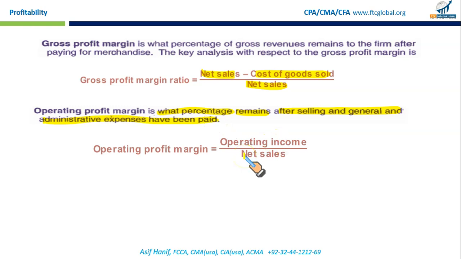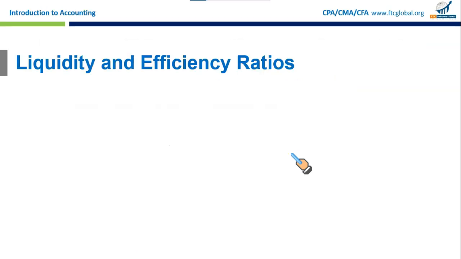Operating expenses deducted from gross profit gives you operating income, and it is what percentage of net sales. Again, this percentage won't make any sense unless you compare it with your last year operating profit margin, or your industry average, or your competitor, or your expectation.